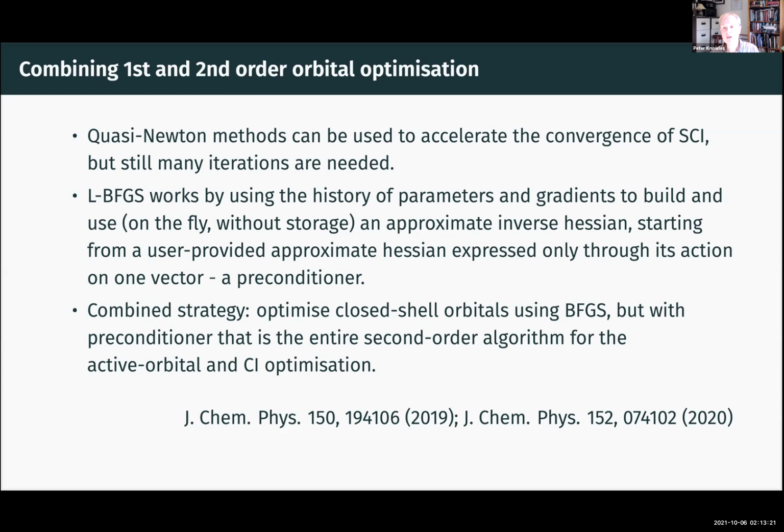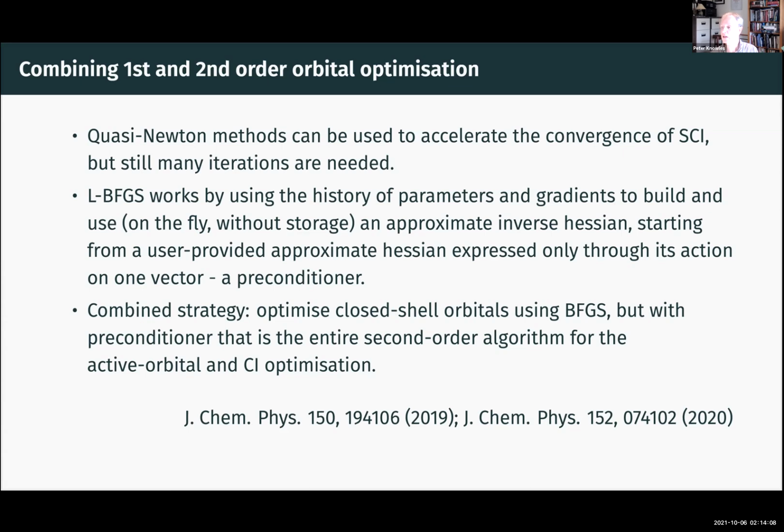Normally you would choose that approximate Hessian at the very start of your calculation and just leave it alone, but it's possible to do better. So what we do is to think of the optimization as an optimization of the closed shell orbitals, and they are done using a first order method and using BFGS. But the preconditioner is actually the rest of the program that does the second order algorithm for the active orbital and the CI optimization. So that preconditioner, which in a Hartree-Fock calculation would be diagonalization of the Fock matrix, now is replaced by most of the algorithm that you would use, the entire second order algorithm, but not including the closed shell orbitals.